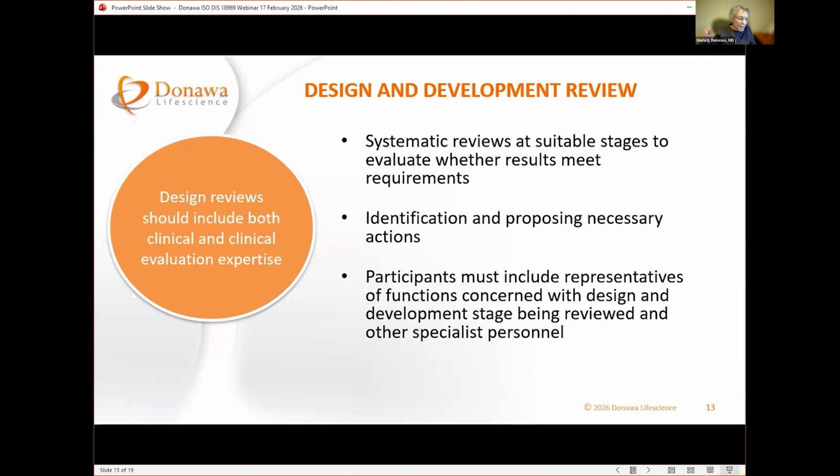Now, a lot of you may know that FDA forever had required that someone independent of design be involved with design reviews. Since the adoption of 13485, that specific requirement is no longer a part of the FDA requirements, but it makes sense in this discussion to consider that the other specialist personnel who may not be involved in the actual design would be clinical, preferably clinical support with clinical and clinical evaluation expertise.